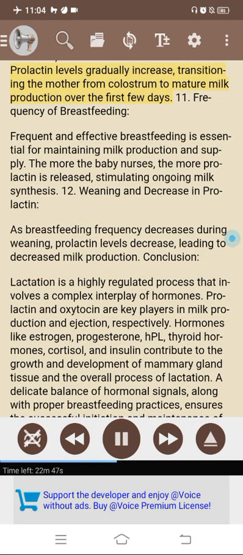Prolactin levels gradually increase, transitioning the mother from colostrum to mature milk production over the first few days. 11. Frequency of breastfeeding. Frequent and effective breastfeeding is essential for maintaining milk production and supply. The more the baby nurses, the more prolactin is released, stimulating ongoing milk synthesis.